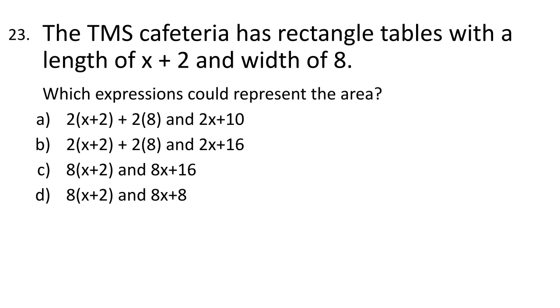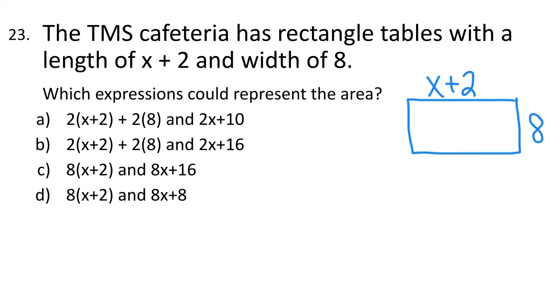The TMS has rectangle tables with a length of x plus 2 and a width of 8. Which expressions could represent the area? We're dealing with a rectangular table that has a length of x plus 2 and a width of 8. If we remember back to how to find the area of a rectangle, the area is found by length times width, or base times height.